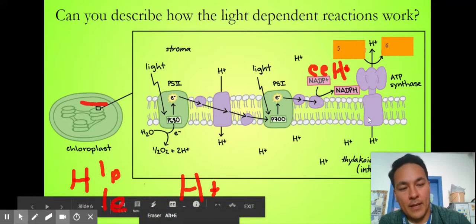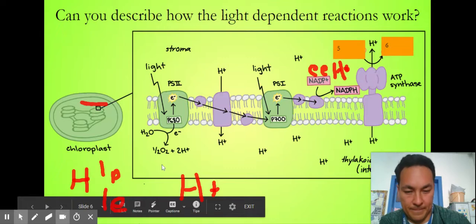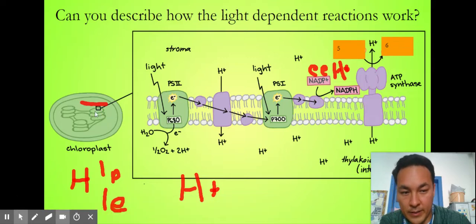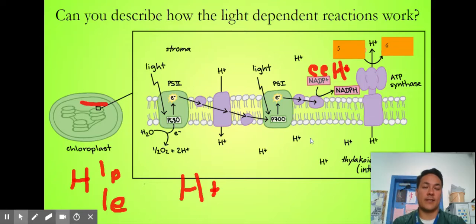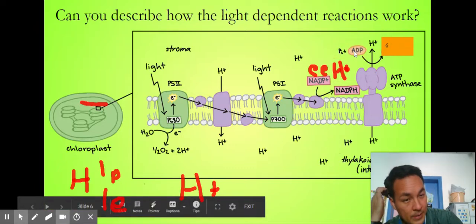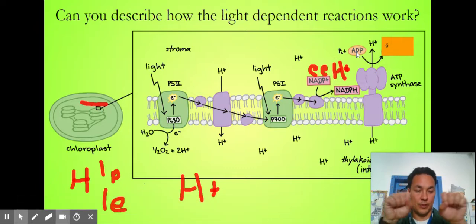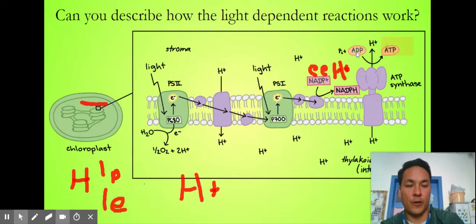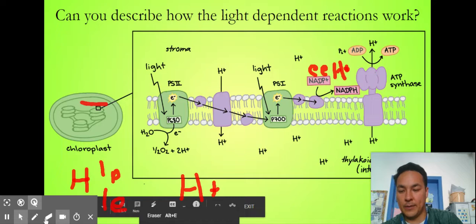All right. As the H pluses here, there's more of them on the inside of the thylakoid than on the outside. So it can diffuse through ATP synthase. And just like in cellular respiration, when it diffuses through ATP synthase, it's going to turn the rotor. That's going to phosphorylate an ADP to make ATP. So it's going to take a phosphate, it's going to take ADP, and it's going to push them together to make a charged battery. So that is pretty cool.